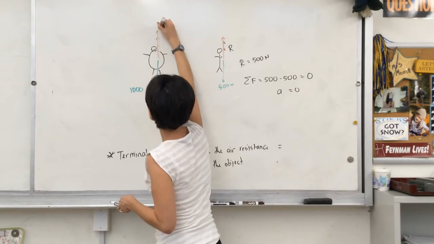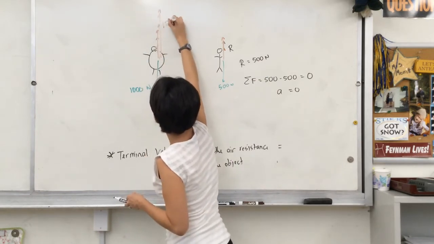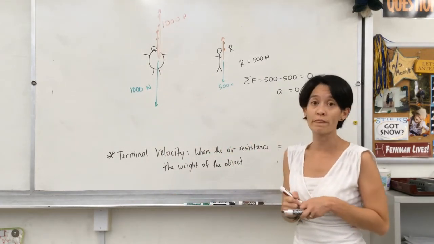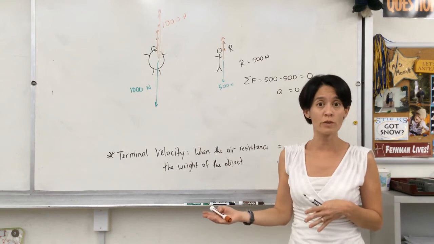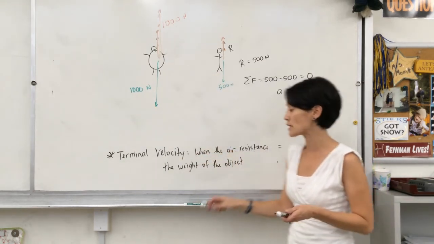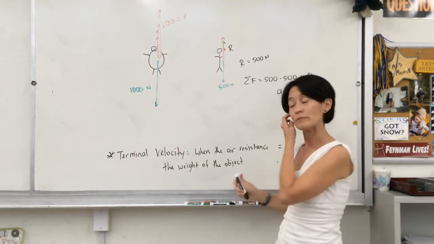He's going to go faster and faster until his resistance is 1,000. When his resistance is 1,000, it will balance out with his weight, and that's when he reaches his terminal velocity. So terminal velocity is definitely dependent on how massive you are.